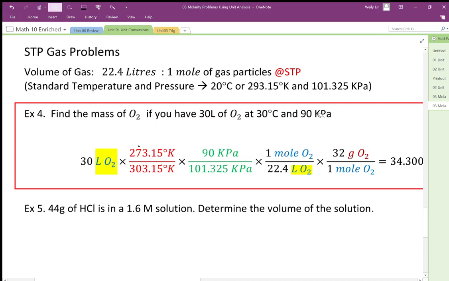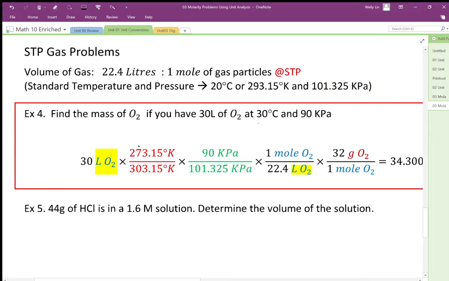And we do the same with the kilopascals. We're going to go from a decreased pressure to an increased pressure. So that means the volume is going to get smaller. We're going to go from 90 kilopascals to 101 kilopascals. So the volume should shrink. So our smaller number should be on top, and our bigger number should be on bottom. And notice that my STP numbers are in opposite places.